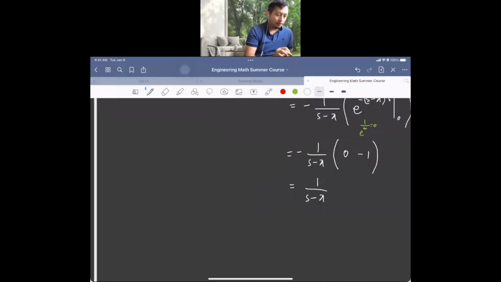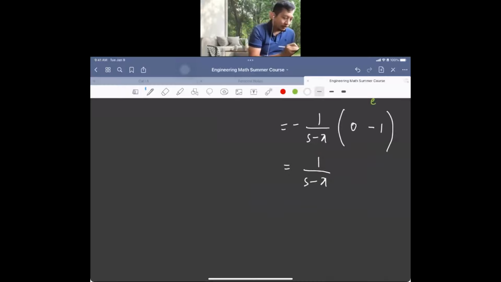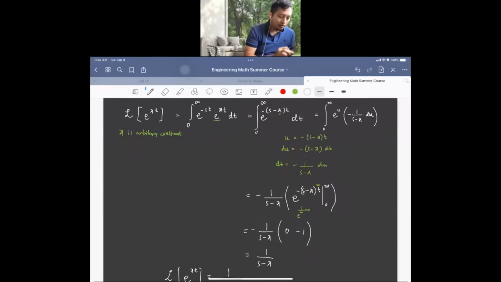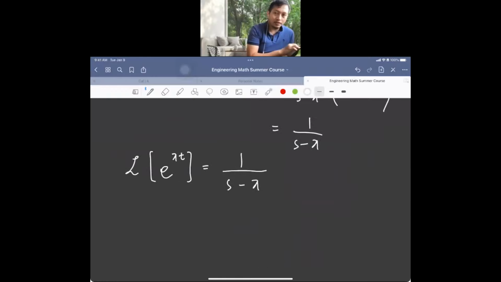And this becomes an important component. Whenever you have e with the power of a constant multiplied by t, and you want to transform it using the Laplace transform, you can directly get this. You don't really need to calculate all with the limit unless you need to prove it. You can directly say that the Laplace transform of e to the power of a constant times t is just 1 over s minus that constant. And this is valid for s greater than lambda.